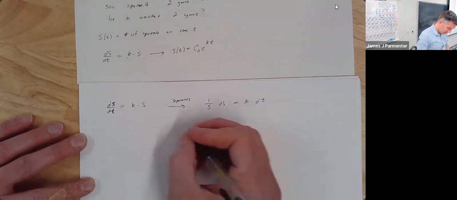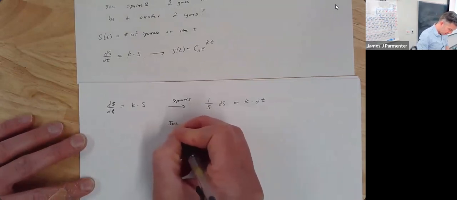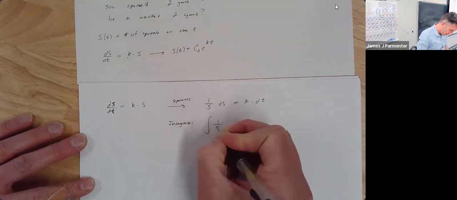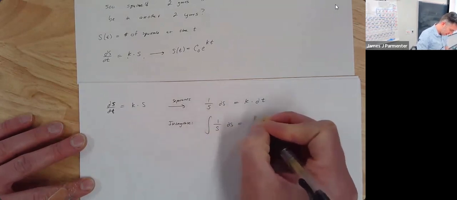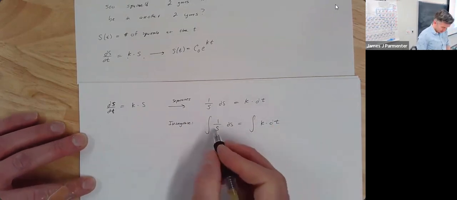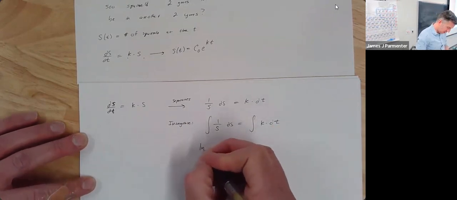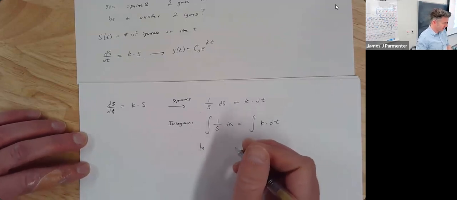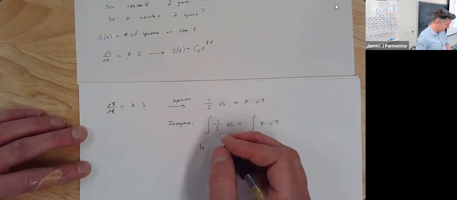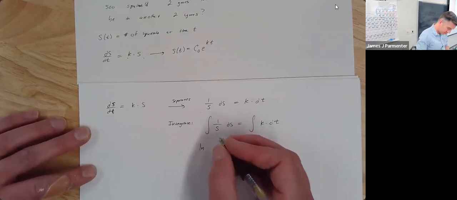So now we're going to integrate both sides. We get the integral of 1 over s ds equal to the integral of k dt. The integral of 1 over s is the natural log of, I'm going to leave off the absolute value. So the integral is the natural log of the absolute value of s, but we don't really need the absolute value because it all works out in the end.